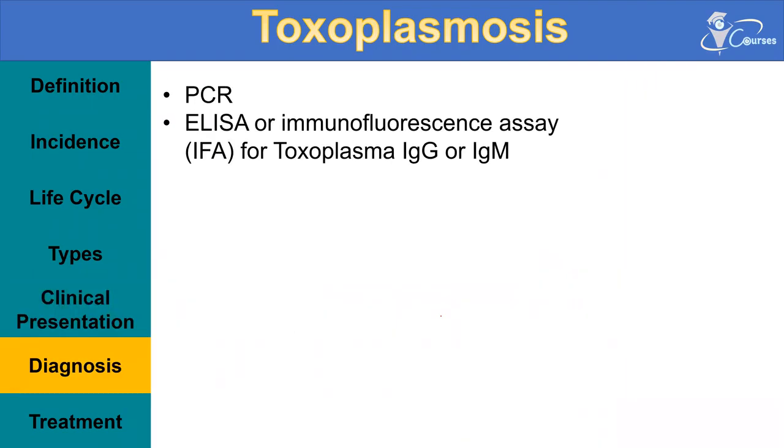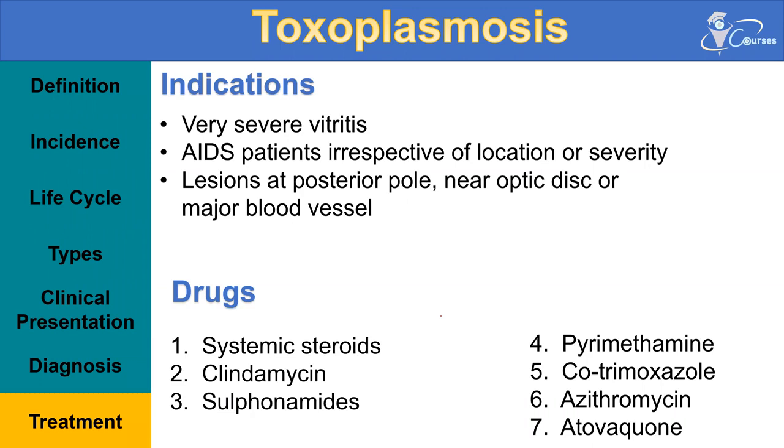So how can we diagnose a patient? Usually the diagnosis is clinical, but if in doubt, we can do PCR from a sample from the vitreous or from the anterior chamber to detect the organism DNA, or ELISA or immunofluorescence assay for the toxoplasma IgG or IgM. The treatment is mainly by antibiotics and steroids, but it has specific indications.